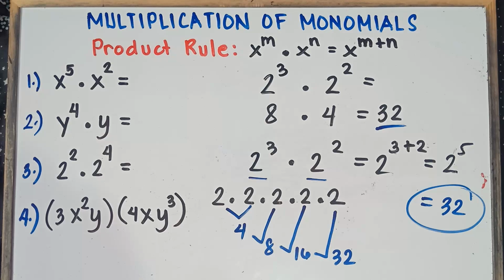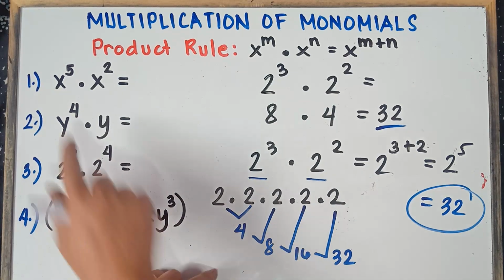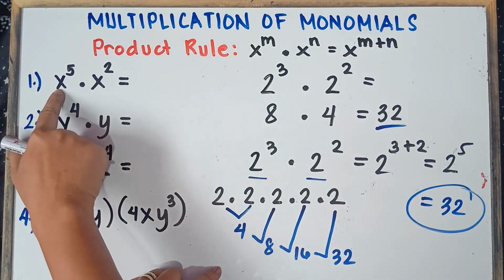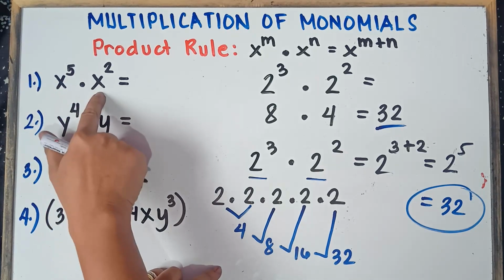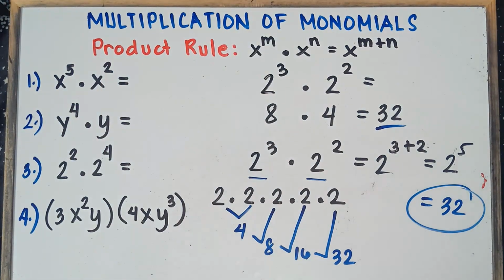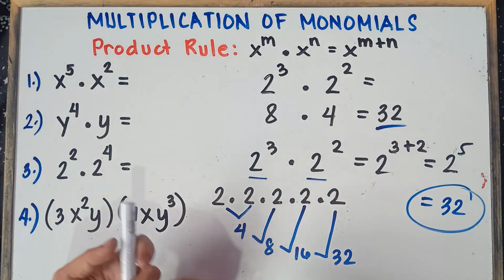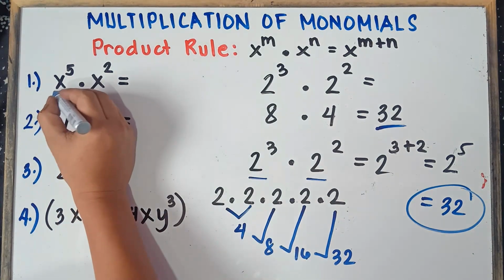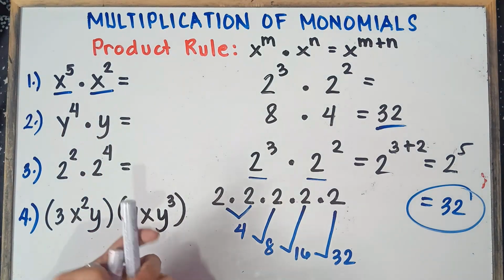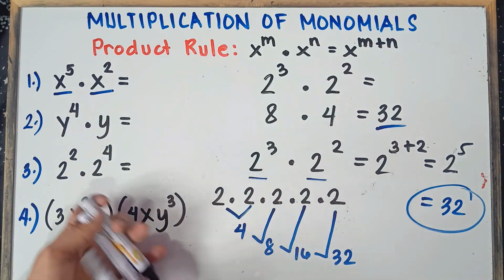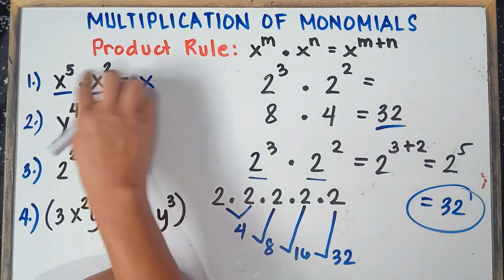I'm sure, class, it's a very easy class to answer this one by just simply applying the product rule. Let's have example number 1, class. Same base, once again, class: x raised to the power of 5 times x raised to the power of 2. Question, do they have the same base? Yup, same base, which is x, right? So same x, copy x, so copy the base, and then simply add the exponent.